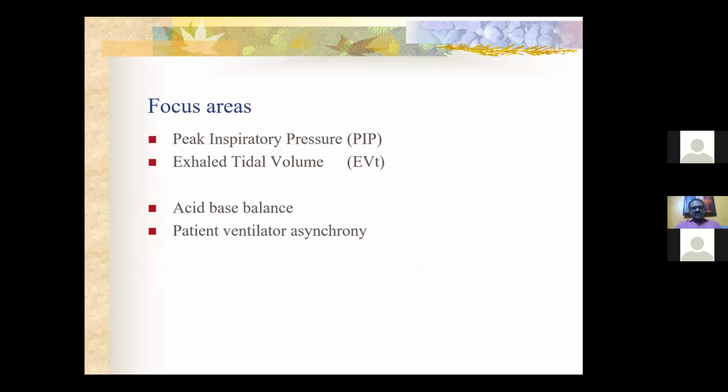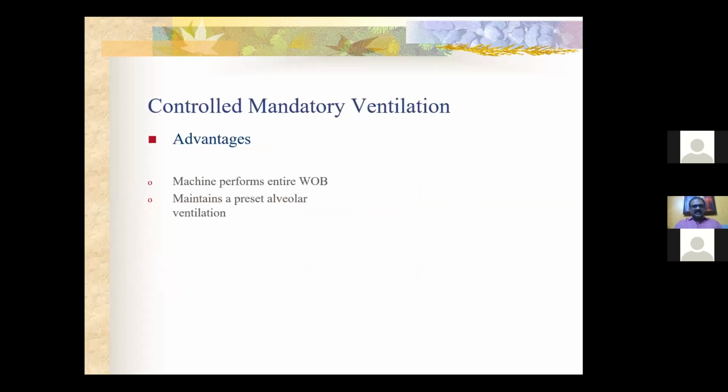So what you're going to focus on, once you set the things, is the peak inspiratory pressure in case of a volume control, and the exhaled tidal volume in case of a pressure control. And then we will be looking at the acid-base balance by doing an ABG, and we'll be looking for the patient-ventilator synchrony once you set the first values.